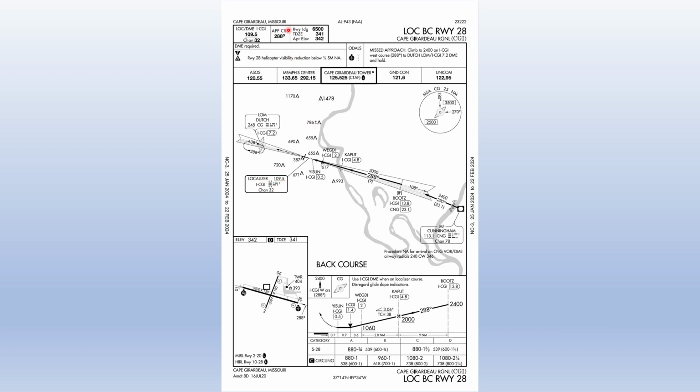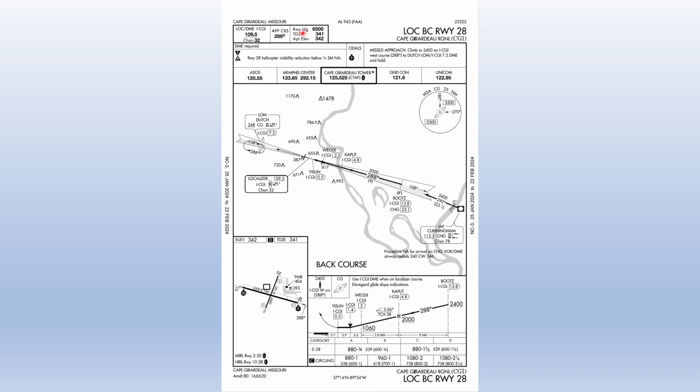Tells us the approach course is 288, so that is our inbound course, and that is reiterated on our plan view here. But remember that what we actually want to dial in, if we're using an HSI, which we're not today, but if we were using an aircraft with an HSI, we want to dial in a course of 108, and that would give us correct sensing. With a traditional VOR indicator, it doesn't matter what we put in there with a localizer or a localizer back course, but if we had an HSI, we would want to dial in the reciprocal of this course, which would be 108, which is right there for us on the chart.